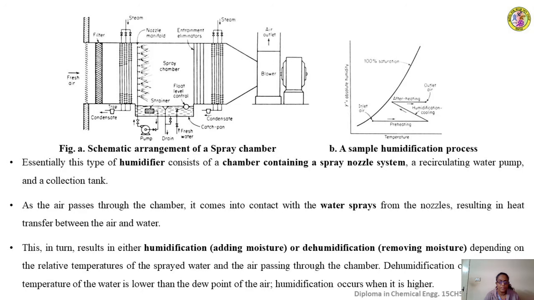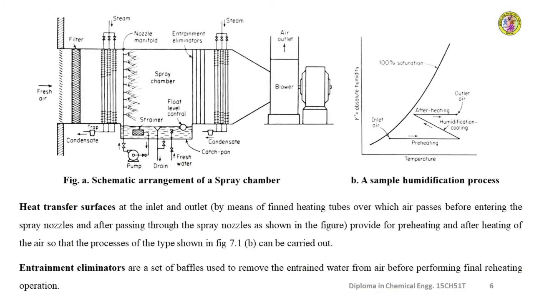As I said earlier, whether a dehumidification or a humidification occurs in a spray chamber depends upon the relative temperatures of the sprayed water and that of the air passing through the chamber. Dehumidification usually occurs when the water temperature that is used in the sprays is below the dew point of the entering air. Humidification takes place when the water temperature is above the wet bulb temperature of air that is entering the spray chamber.